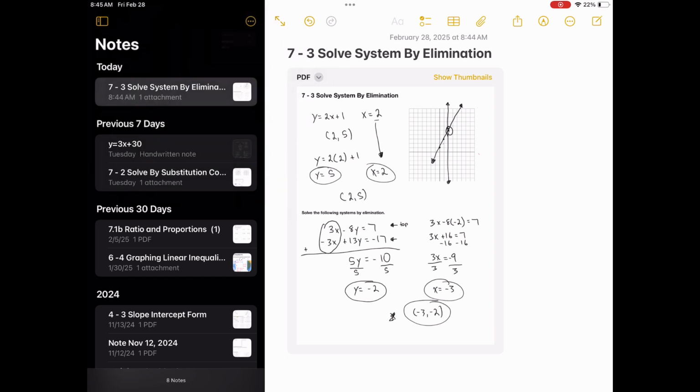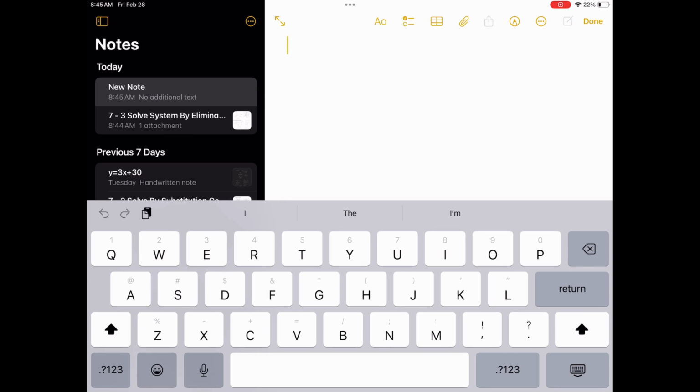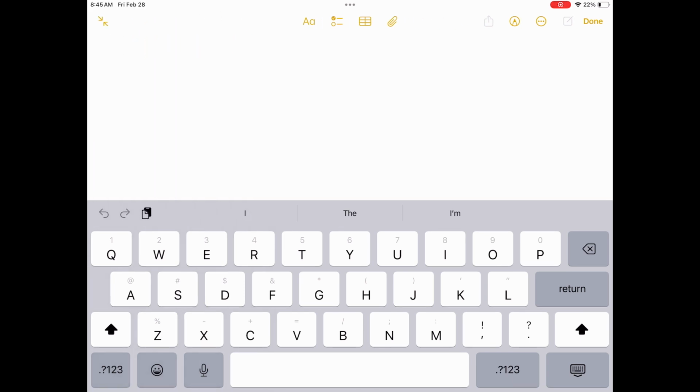And maybe, there you go. Just create new note. There it is. All right, here we go. All right, let's look at the next one.